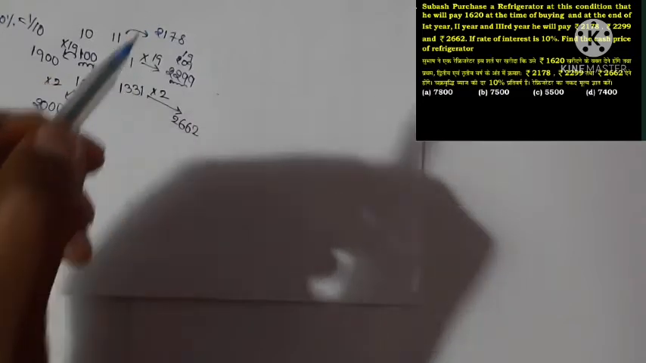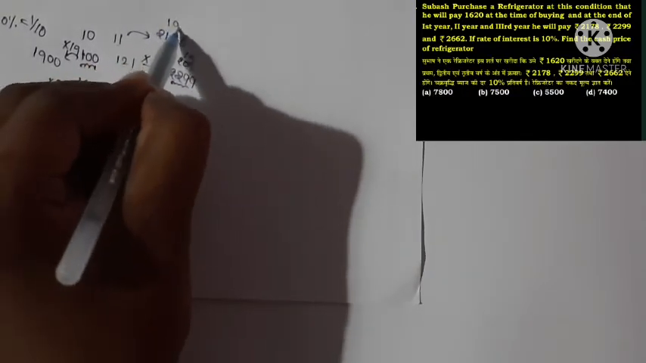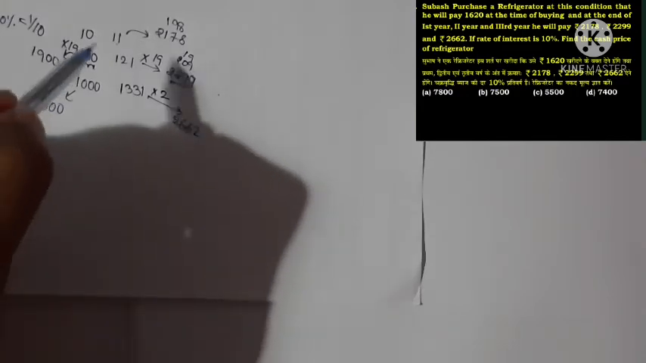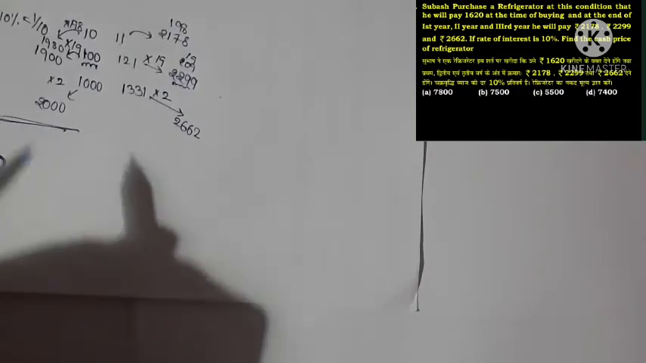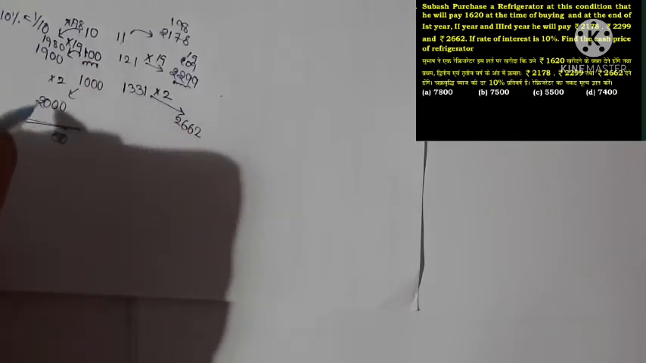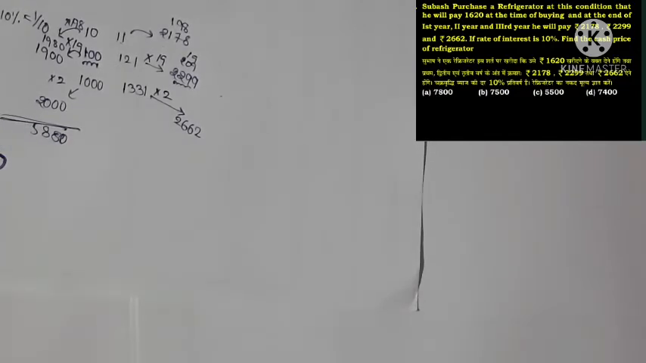First year installment is 2178. For 11 units represents 2178. 1 unit represents 198. So 10 units represent into 198. So value is 1980. So this is the principal amount. So principal amount is 5880.